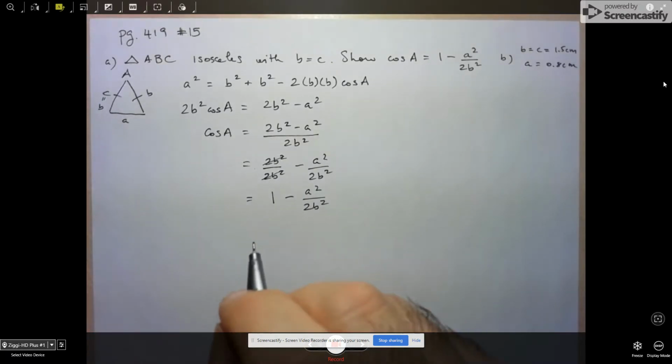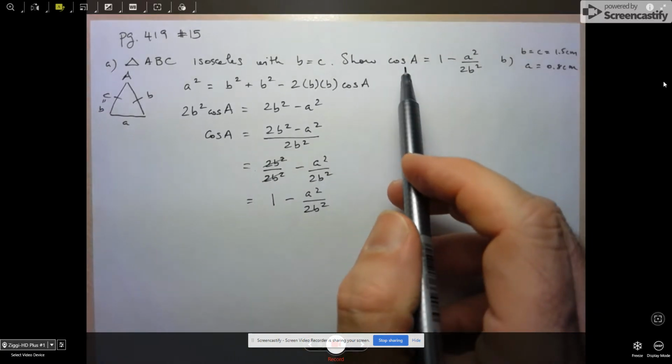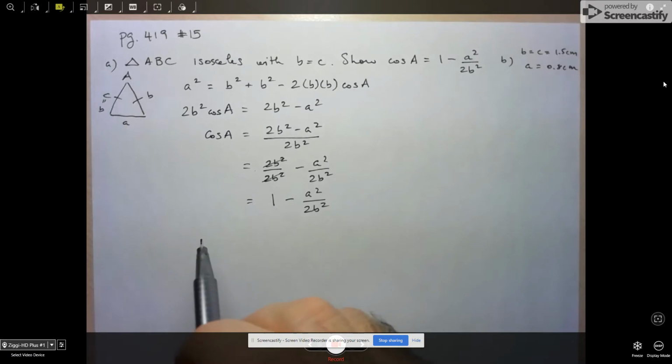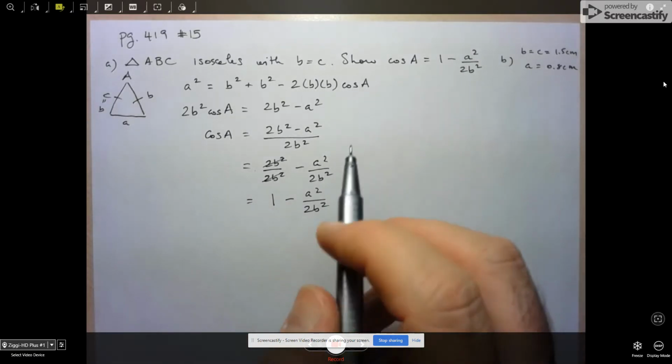So just to recap, I set up a diagram and I realized that I was going to have to use cosine law. So it was just a matter of inputting what I knew and then doing as much algebra as I could until I got to proving that these two expressions are indeed equal.